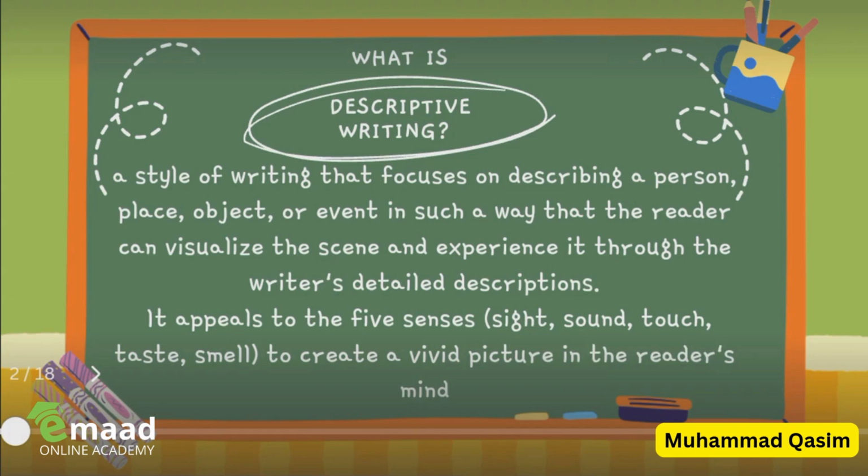So let's see now what is descriptive writing. Descriptive writing is a style of writing that focuses on describing a person, place, object, or event in such a way that the reader can visualize the scene and experience it through the writer's detailed descriptions. So the key word in this definition is visualize the scene. How can one visualize the scene?